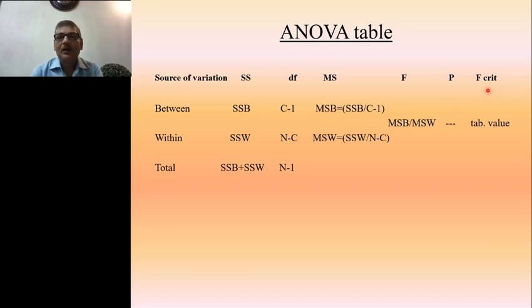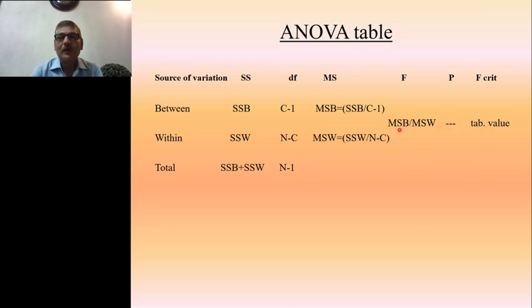And then we can see the table value, and that table value at 5% level or 1% level will be given in a separate table, and we will see whether the calculated value, that is F value, is less than the table value. If it is less than the table value, we will accept the null hypothesis, that is, probability will be more than 5%.